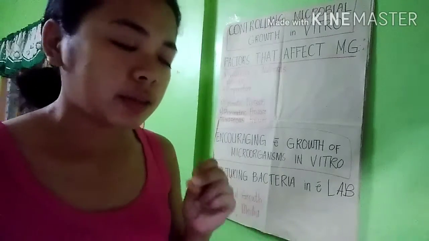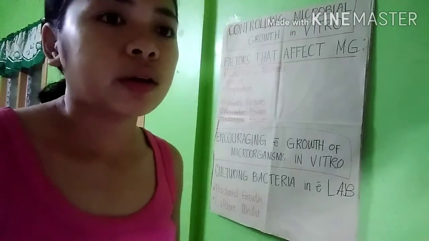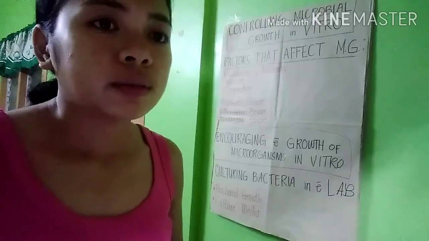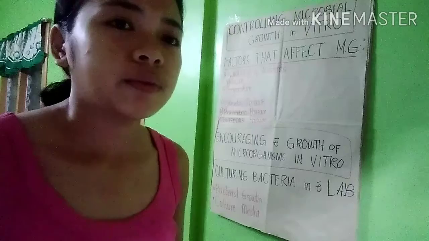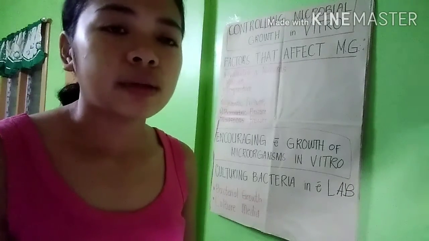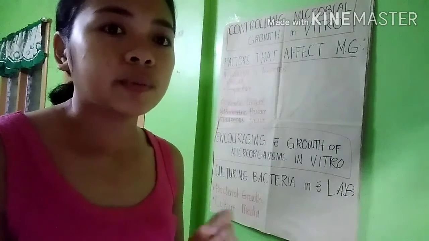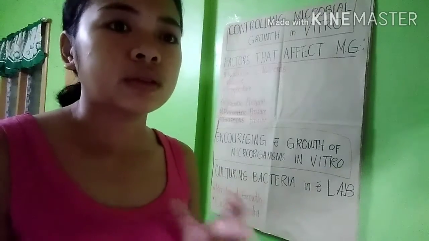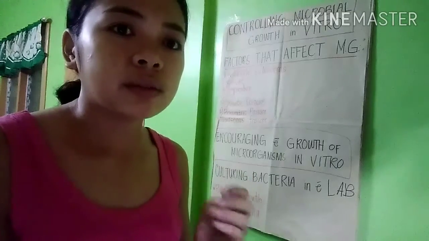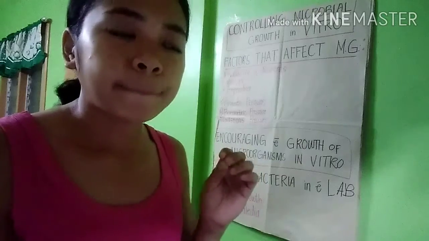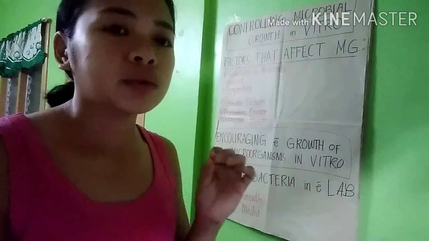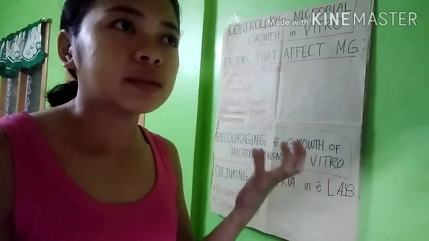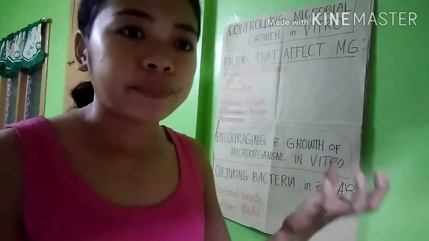Microbial growth in vitro. It means that we're going to focus on the microorganisms that usually live in the environment or outside our body. So, there are factors affecting growth. First is the availability of nutrients. Nutrients are very important to bacteria, viruses, or fungi because they use them to replicate and to survive in their everyday living.